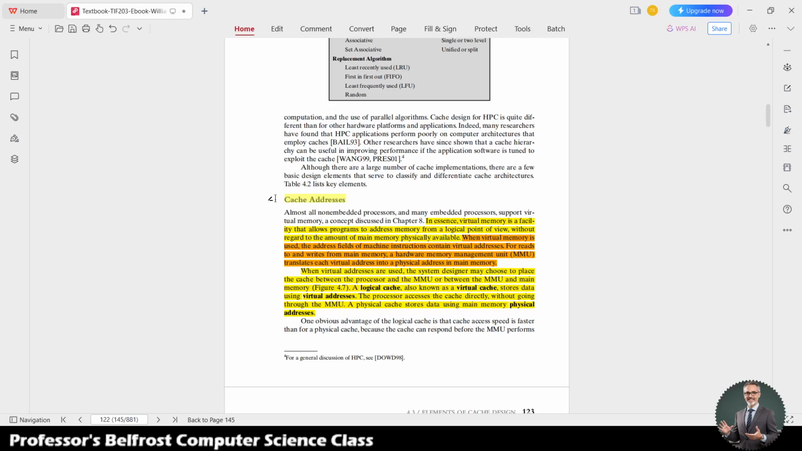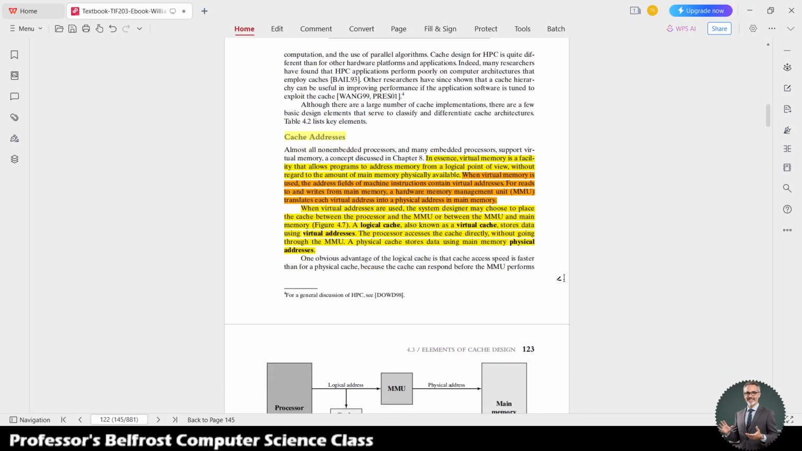So, in essence, virtual memory is a facility that allows programs to address memory from a logical point of view, without regard to the amount of main memory physically available. And when virtual memory is used, the address field of a machine instruction contains a virtual address. Okay, then we have what is called a hardware MMU to translate each virtual address into a physical address in main memory. This is very important. That's why we make it red here.